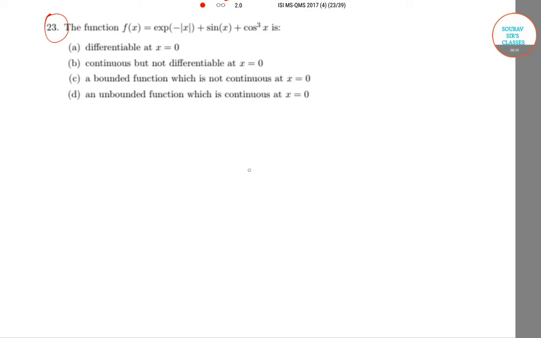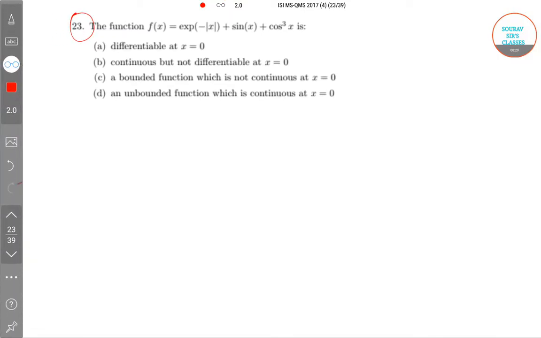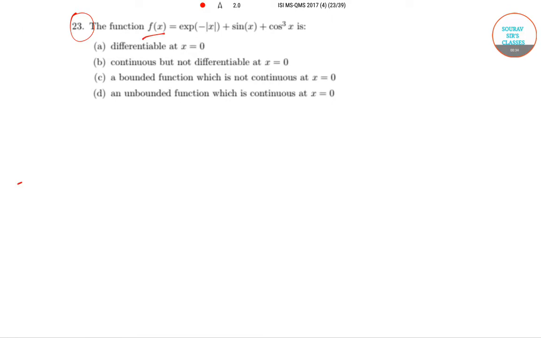In question number 23, it has been said that a function f(x) is equal to exponential of minus mod of x plus sine of x plus cos cube x. The function f(x) is defined by this, and we have to check whether it is continuous but not differentiable at x equal to 0, whether it is a bounded function which is not continuous at x equal to 0, or whether it is an unbounded function which is continuous at x equal to 0.